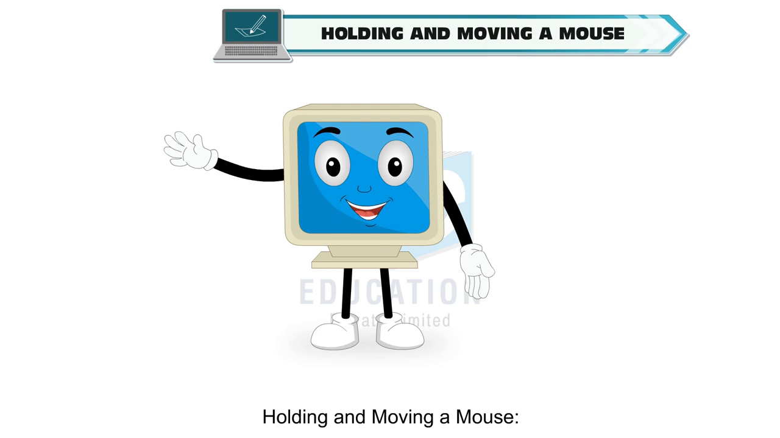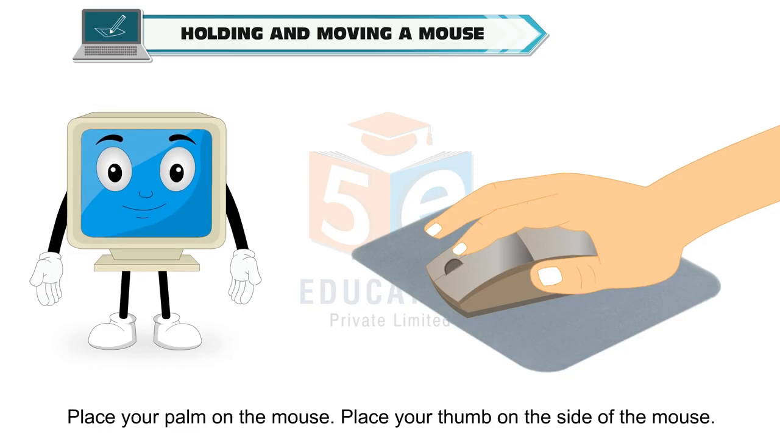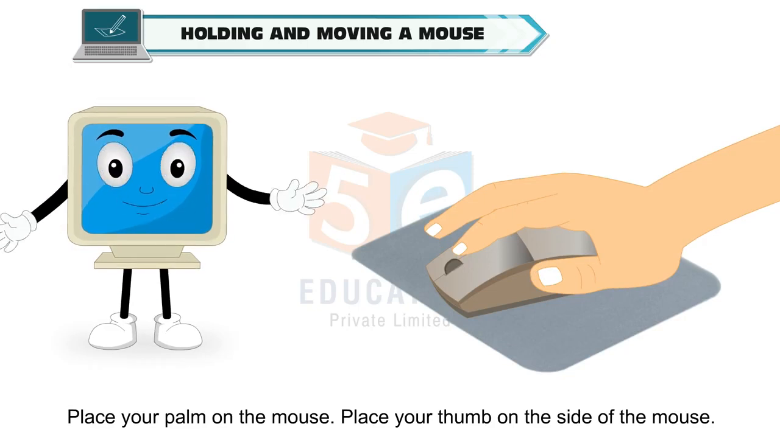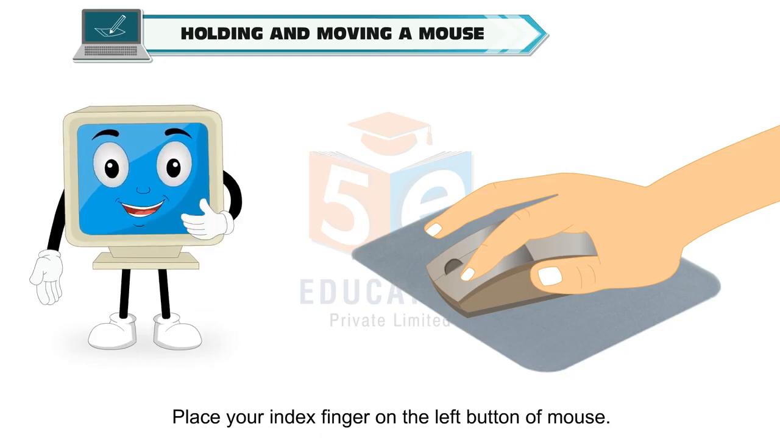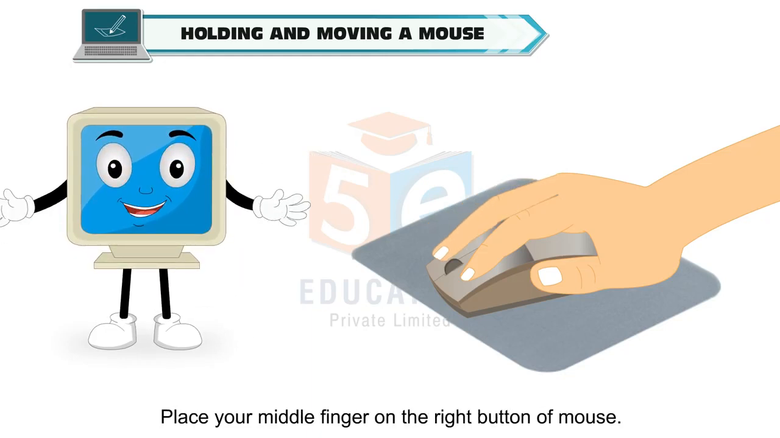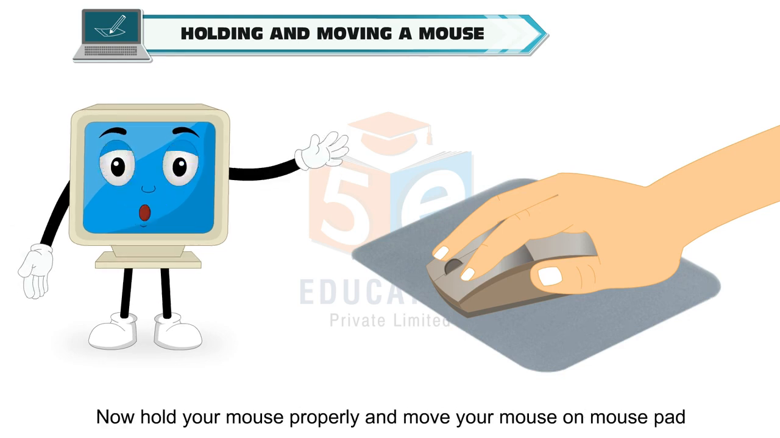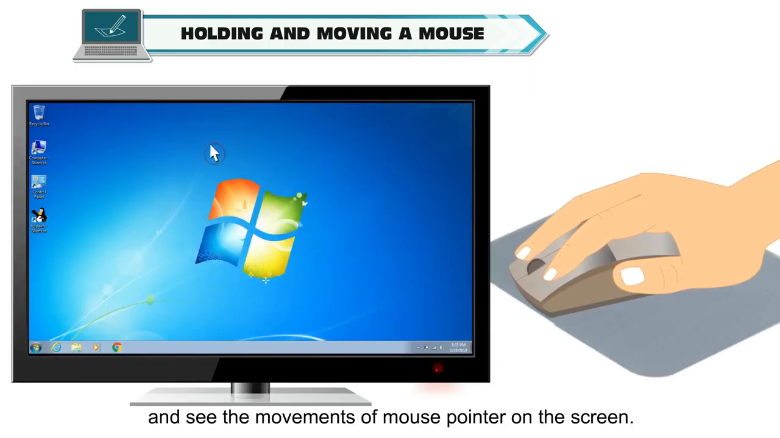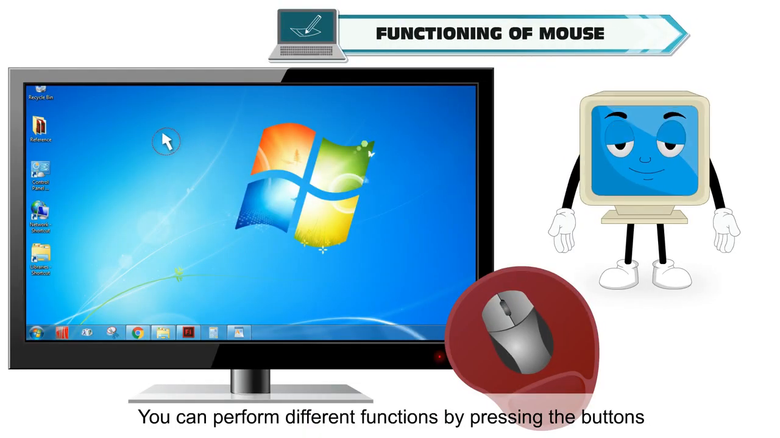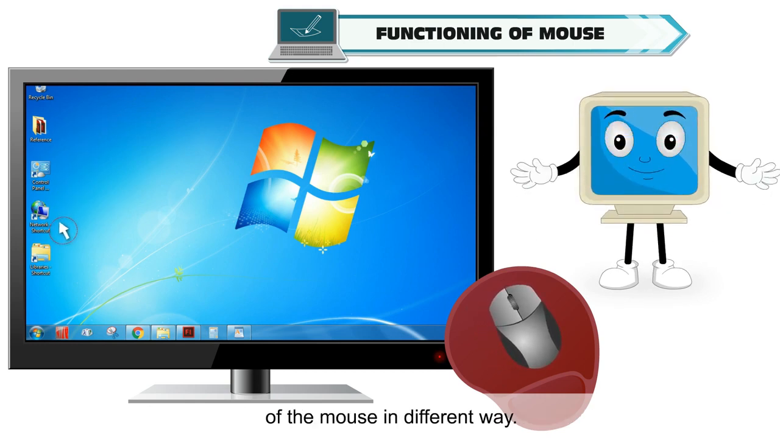Holding and moving a mouse. Place your palm on the mouse. Place your thumb on the side of the mouse. Place your index finger on the left button of mouse. Place your middle finger on the right button of mouse. Now hold your mouse properly and move your mouse on mouse pad and see the movements of mouse pointer on the screen. You can perform different functions by pressing the buttons of the mouse in different ways.